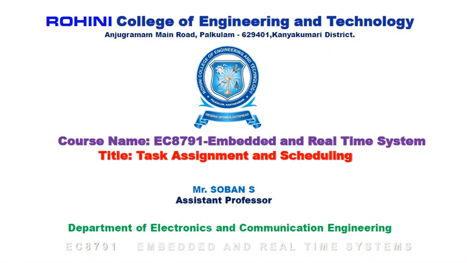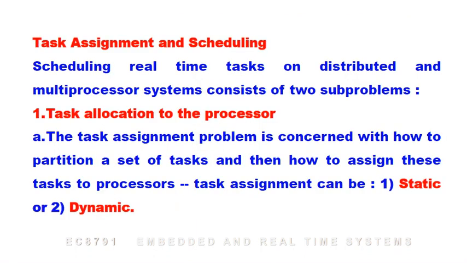Hello everyone. Today we are discussing task assignment and scheduling. Scheduling real-time tasks on distributed and multiprocessor systems consists of two sub-problems. First one, task allocation to the processor.